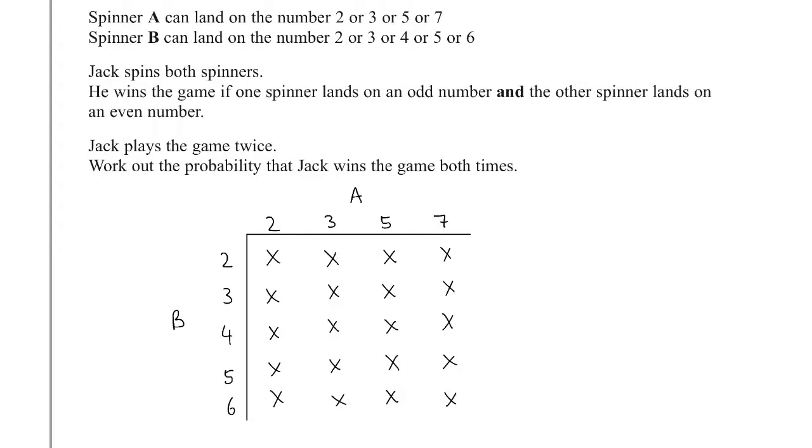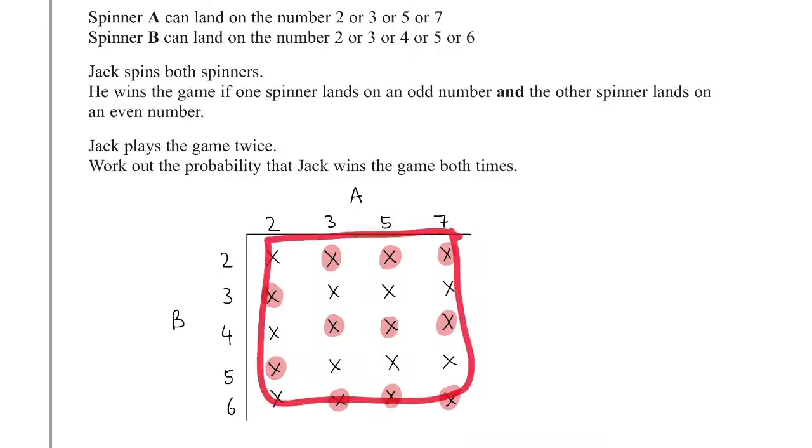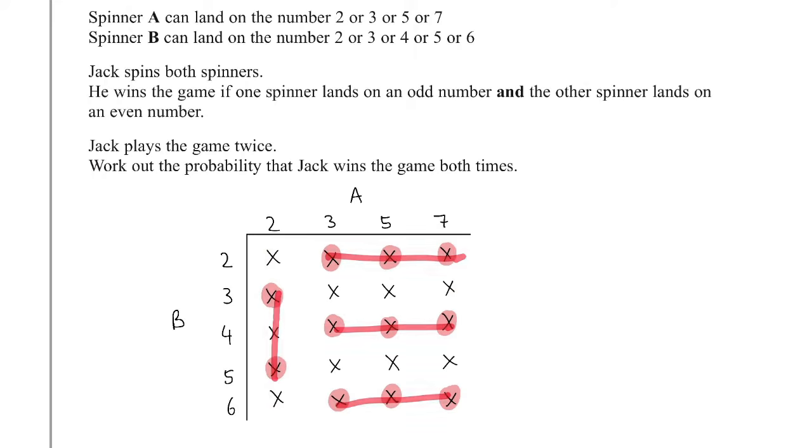I'm just going to highlight how many of them represent a success. It's a success if one spinner lands on an odd number and the other spinner lands on an even number. So I'll be highlighting. This is a success because A is an odd number and B is an even number. This is also a success and this is also a success. I have a success here and here and here. And these are also successes. Then I've got the 5 with the 2 and the 3 with the 2.